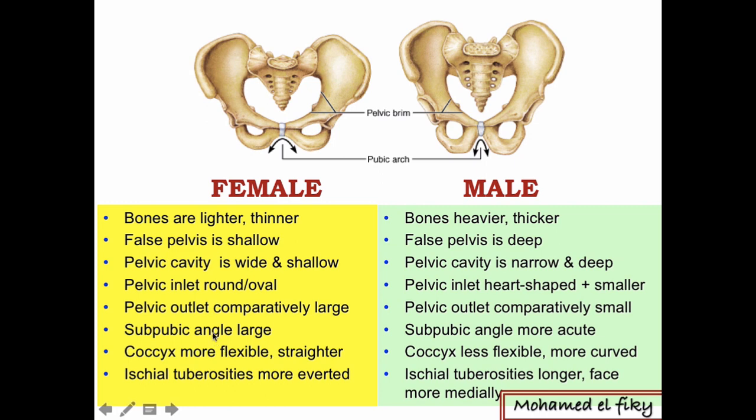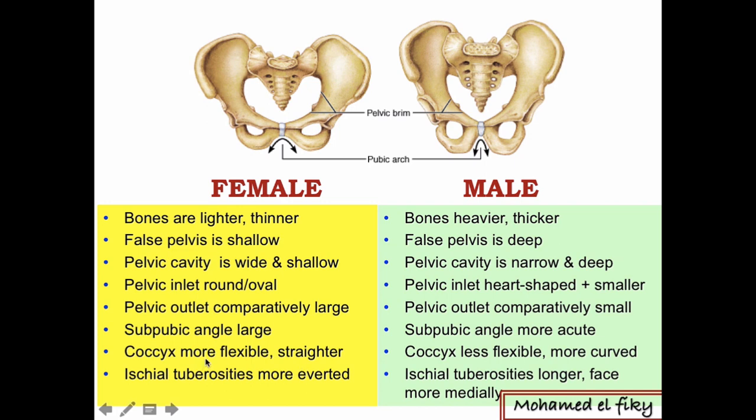Subpubic angle. What's the subpubic angle? See, this is the subpubic angle. It is wide in the female pelvis and narrow in the male pelvis. So the subpubic angle is large in the female pelvis, and the subpubic angle is more acute, or smaller, in the male pelvis.